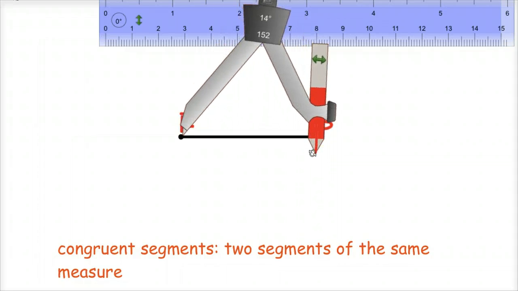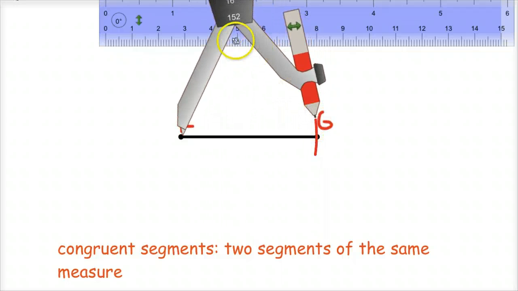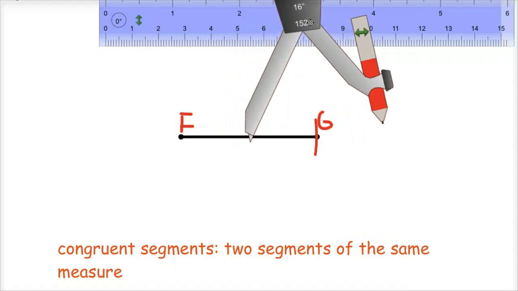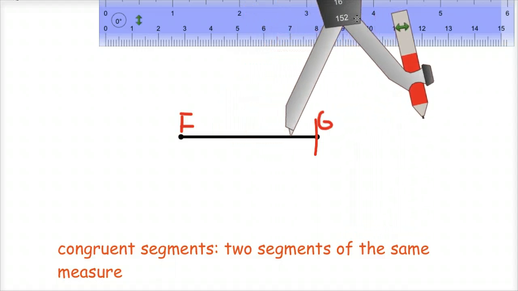And what's nice about using this, some of your compasses will have a measurement dial here that'll tell you exactly how many degrees or millimeters or inches that you have the compass open. But what I want to use this for, and why this tool is really nice, is because now that I have this set, I can make congruent segments.